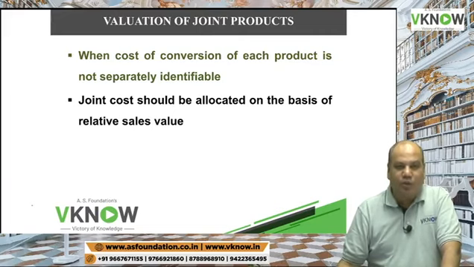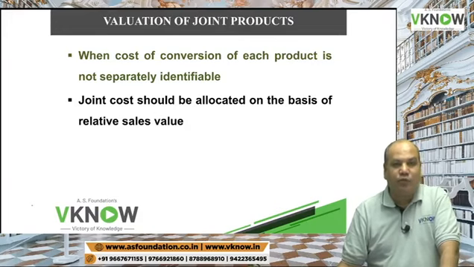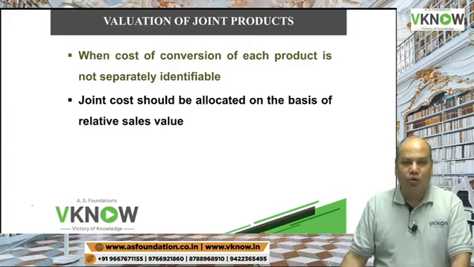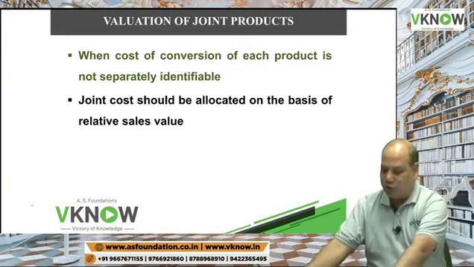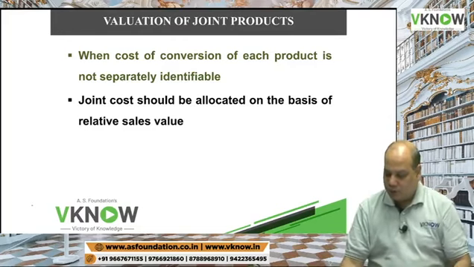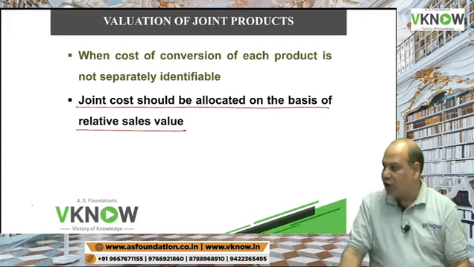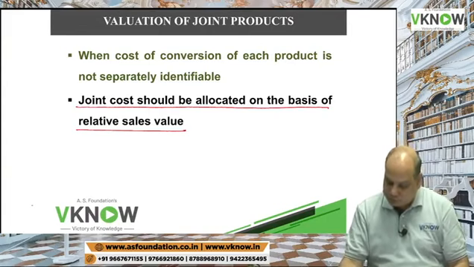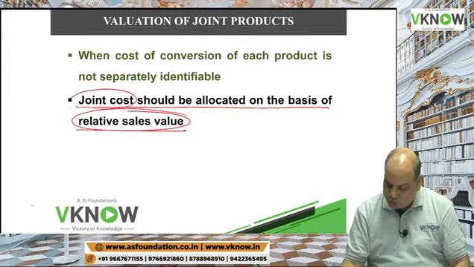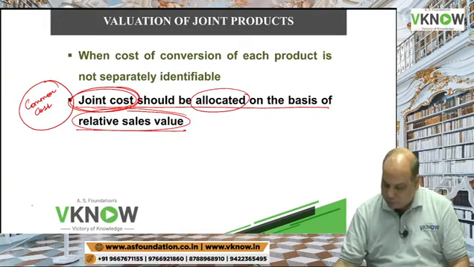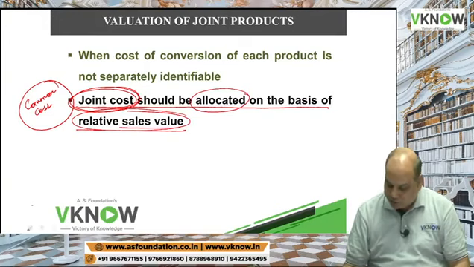The value of byproduct at NRV will be deducted from total cost so that you will arrive at the cost attributable to joint product. And then the joint cost will be allocated on the basis of the relative sales value. Underline, joint cost means common cost will be allocated on the basis of relative sales value.